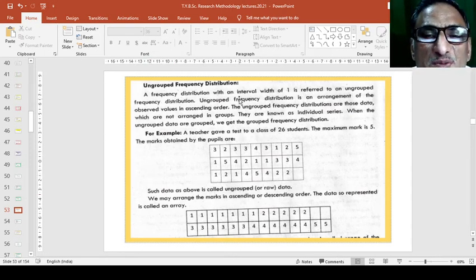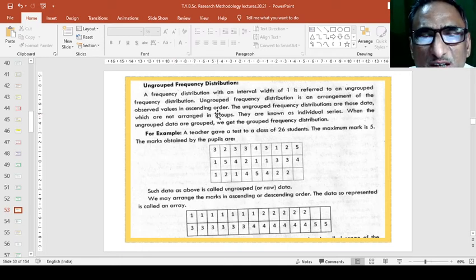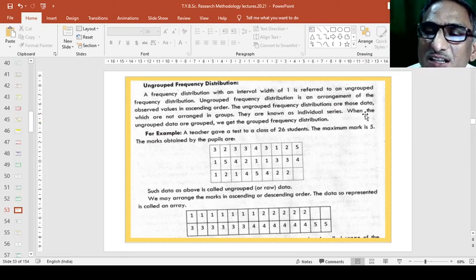A frequency distribution with an interval width of 1 is referred to as an ungrouped frequency distribution. An ungrouped frequency distribution is an arrangement of the observed values in ascending order. Ungrouped frequency distributions are those data which are not arranged in groups. They are known as individual series. When the ungrouped data are grouped, we get the grouped frequency distribution.